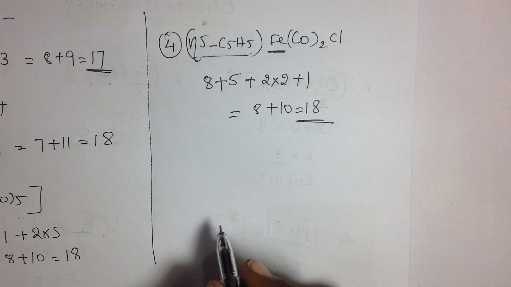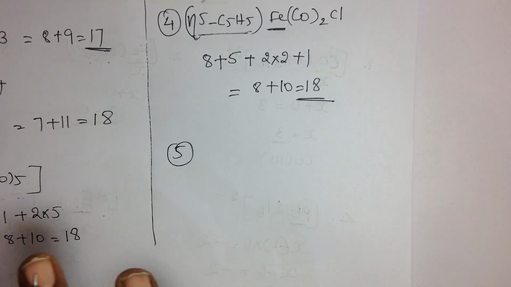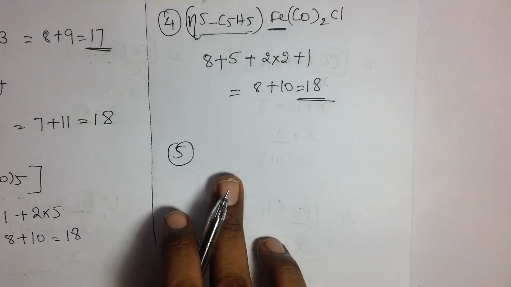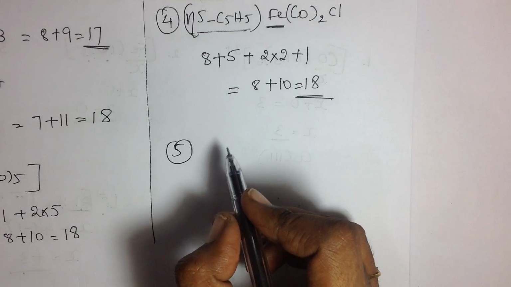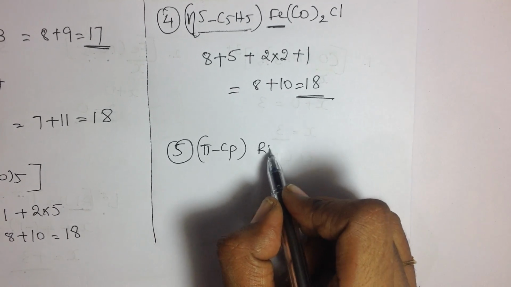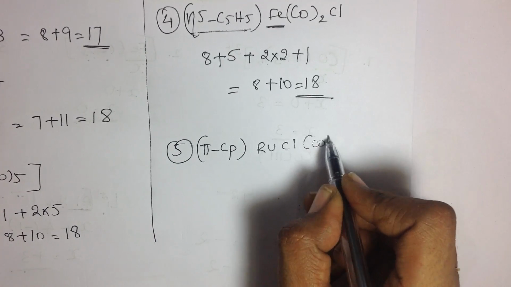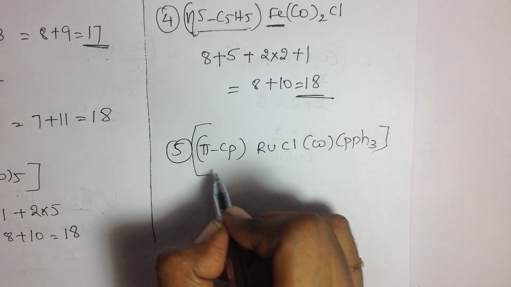Let's see one more example. I am sure that if you are clear in this concept, you will be able to solve any sort of problem regarding the 18 electron rule. So let us see the final example. I have taken a ruthenium complex. See, a number of ligands are present in it. So what happens in this case?